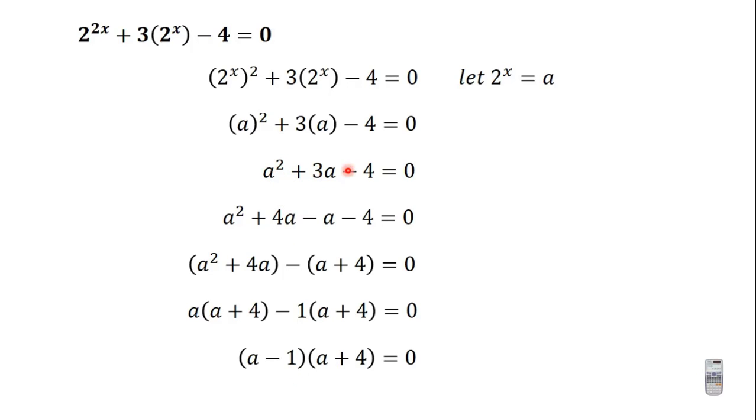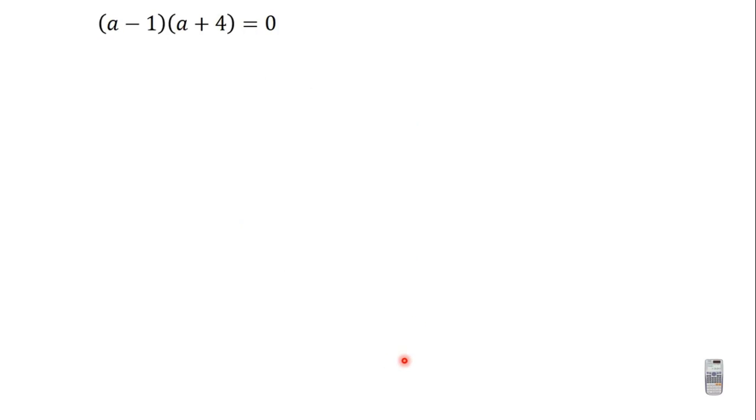So if you factorize this trinomial, you have a minus 1 in one bracket, a plus 4 in the other bracket, is equal to 0. To find a, you equate the first one here, which is a minus 1, to 0. So you have a minus 1 is equal to 0. a will give us 1. Then a plus 4 is equal to 0. So a will give us minus 4.